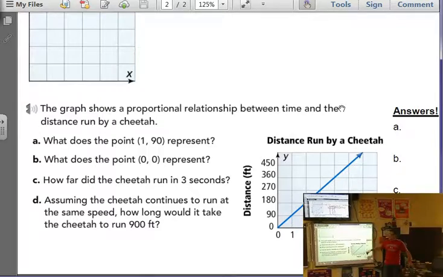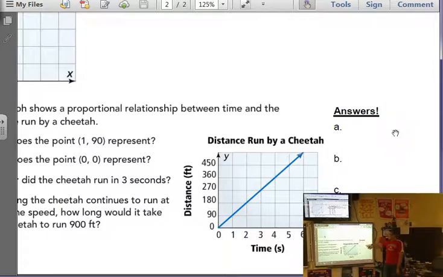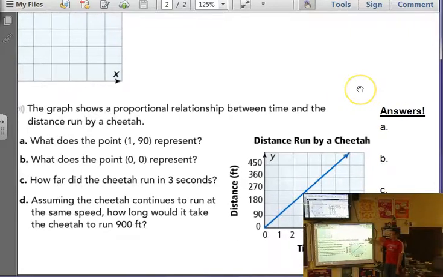So, you have answer space off here to the right. I want you to break apart what each of these things mean. We're going to answer one of these together, and this is a lot like what your homework is. Determining what the points represent, and then answering questions based off the table. So what does the point 1, 90 represent? Remembering that the first point's always our x and the second point's always our y. So, Ozzy, what's 1, 90 represent?